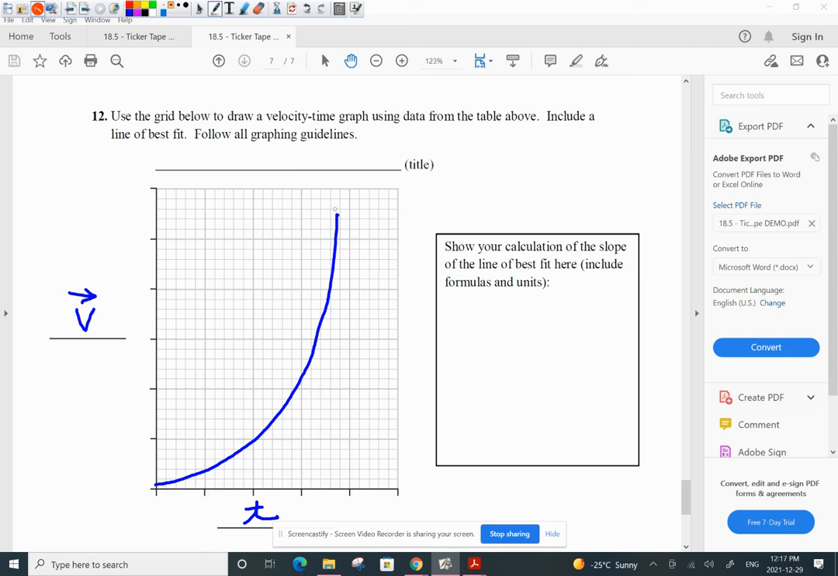So this is how you're going to calculate and do the questions, this graph, and then number 13, 14, and 15. The key is going to be posted for this. You can check your answer key, make sure you're doing it correct.